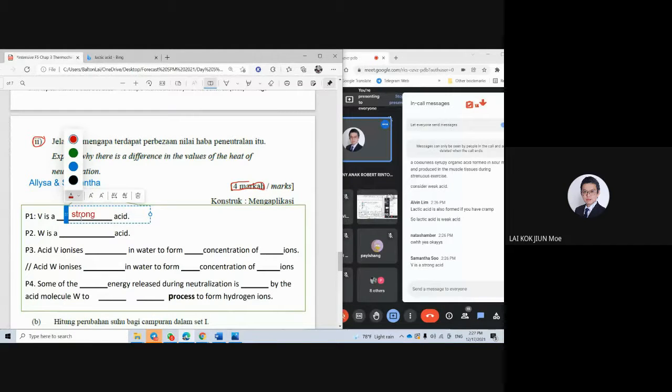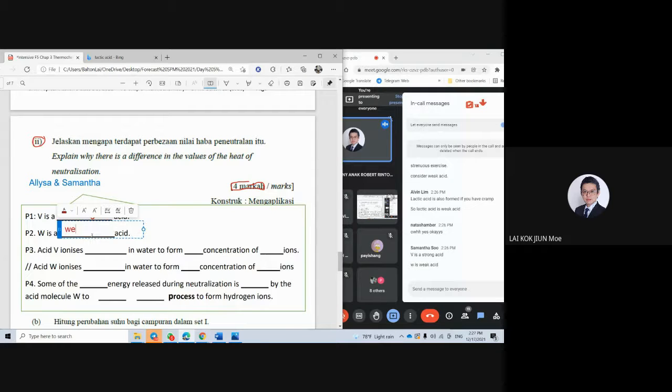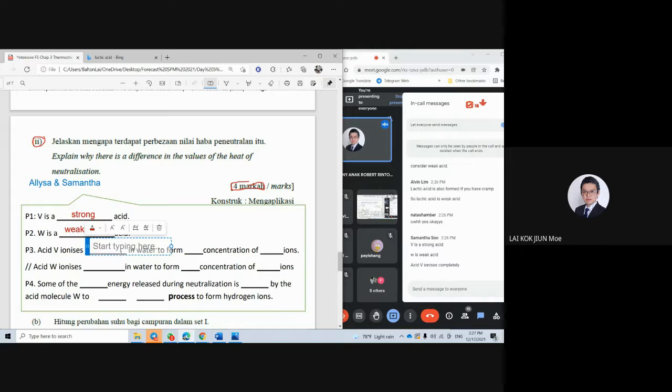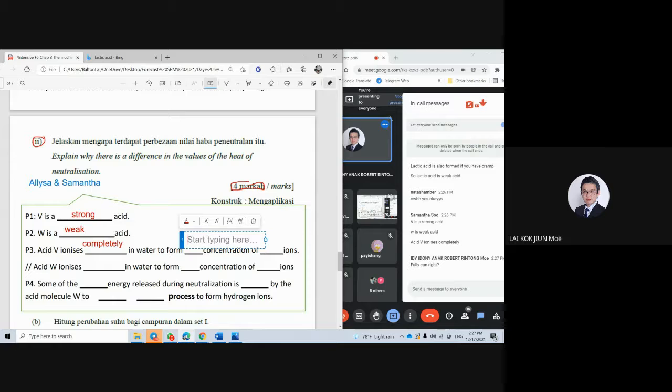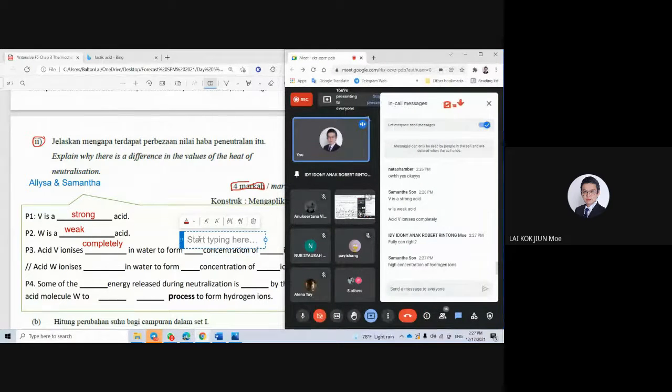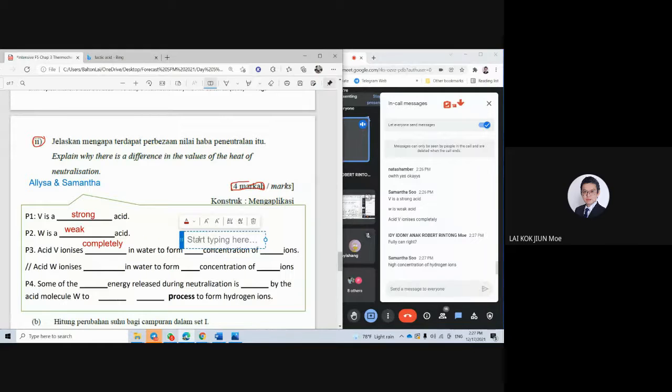And then how? B, W is a what? W is a weak acid. Okay, V will ionize how? Because it's a strong acid, it will ionize completely. Samantha, I like your answer in keywords. We use the keyword completely to form ions. Fully has the same meaning, can. 100% also can. Higher concentration of what ion? Of hydrogen ion. Very good.